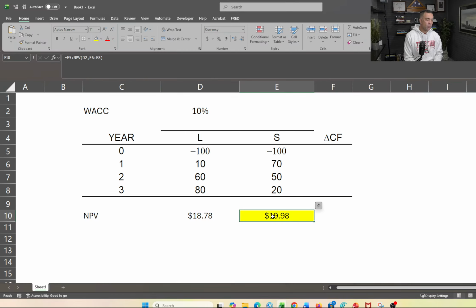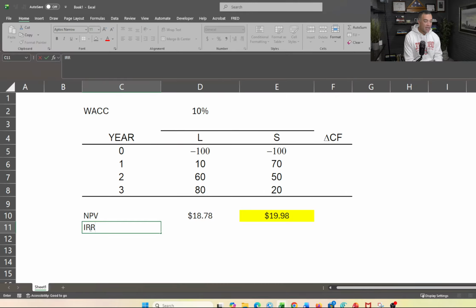Some people ask, why would you choose a project where you make $1? What that means is we're making $1 more than a 10% return. So if we had a net present value of zero, that means our project is exactly 10%. And if it's greater than that, we're making more than 10%. If it's less than that, we're making less than 10%. Okay, the next one is the IRR.